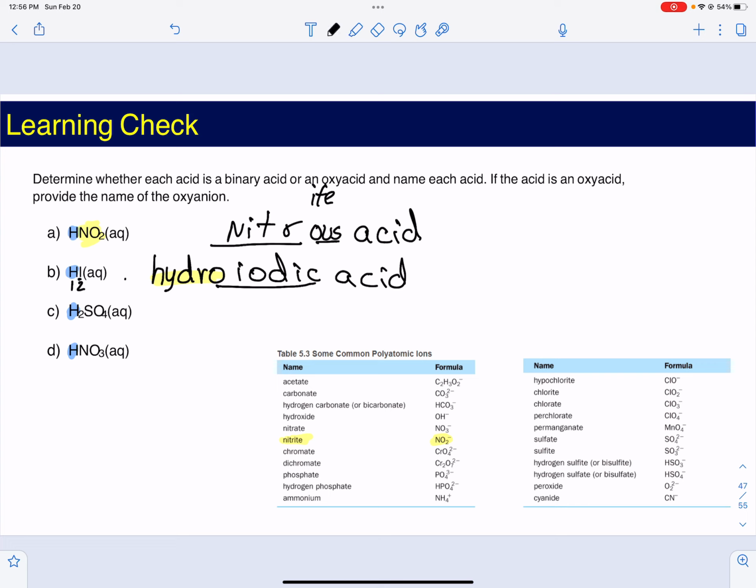The next one is also an acid. And it's SO4. So SO4 is what? SO4 is right there. That's going to be sulfate. So that ends on ate. So if it ends on ate, I know it's going to be ic acid. And it was sulfate, so that would be sulfuric acid.